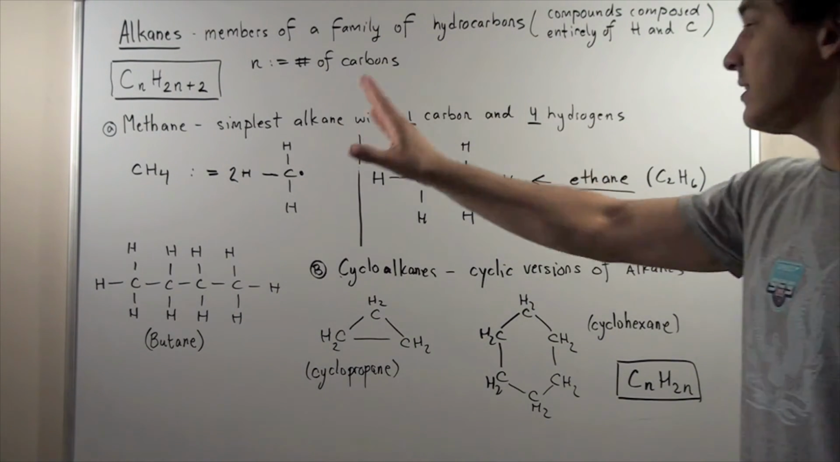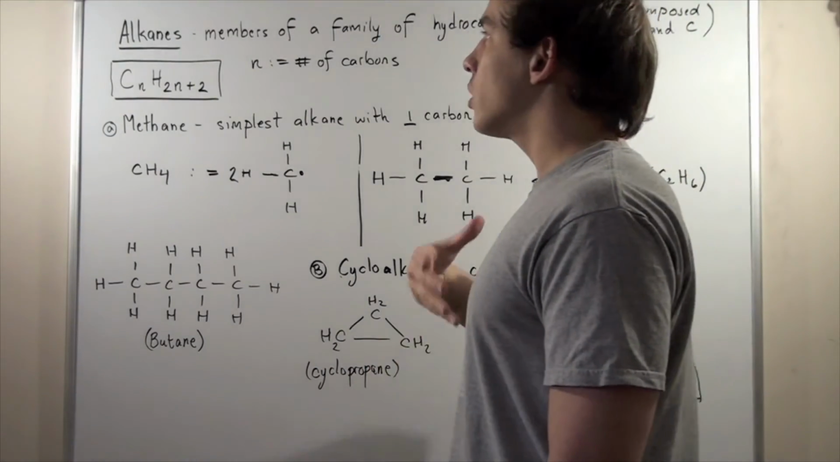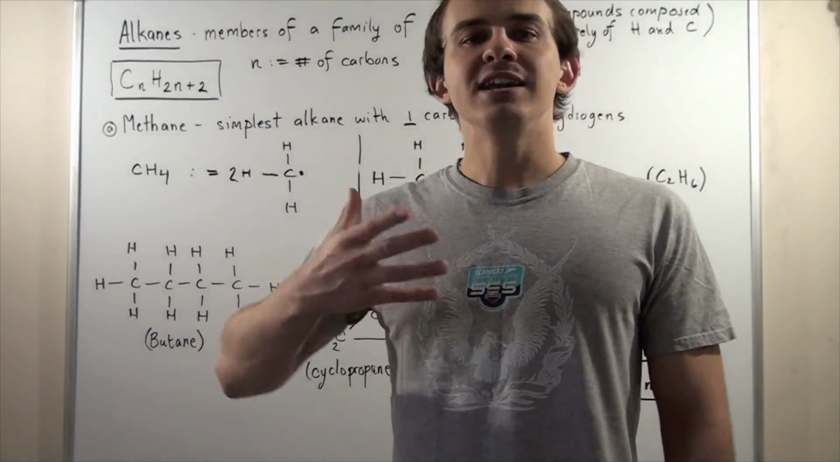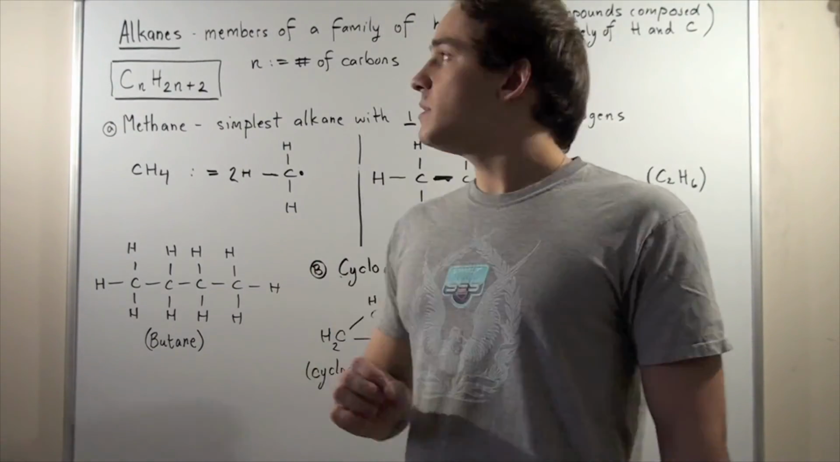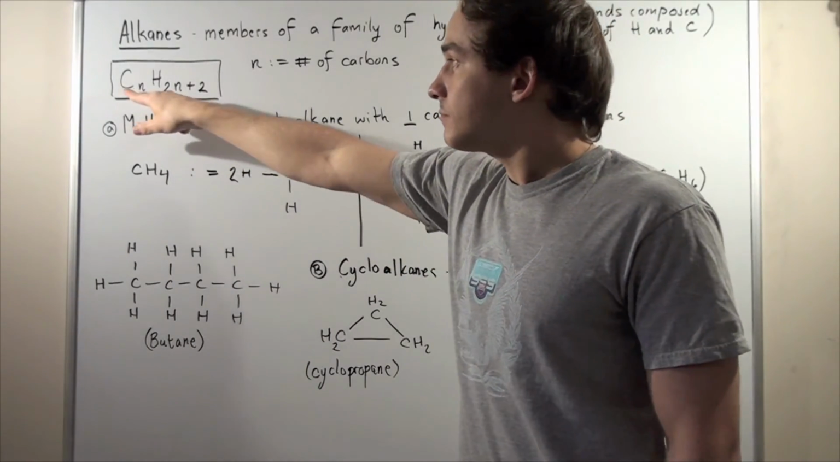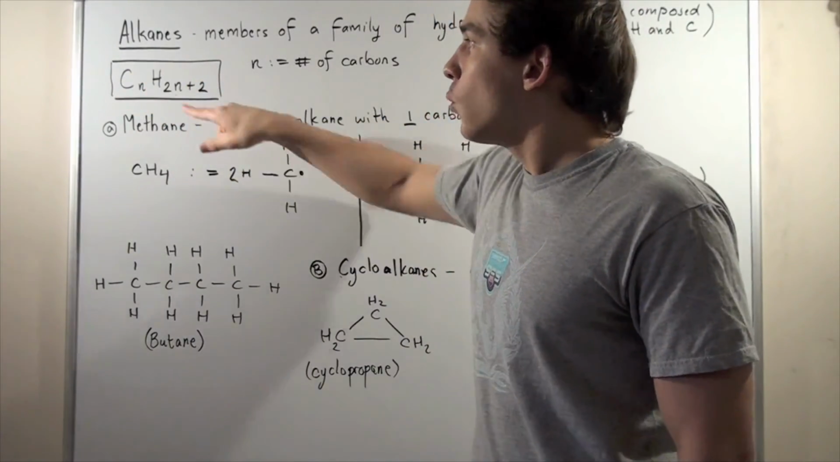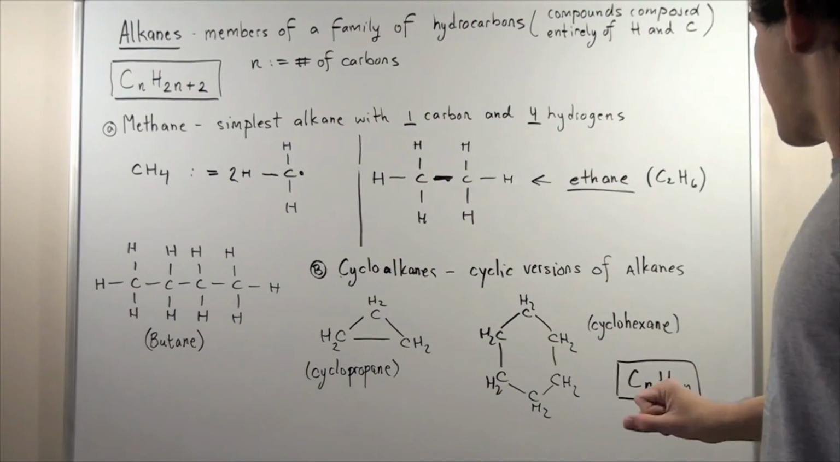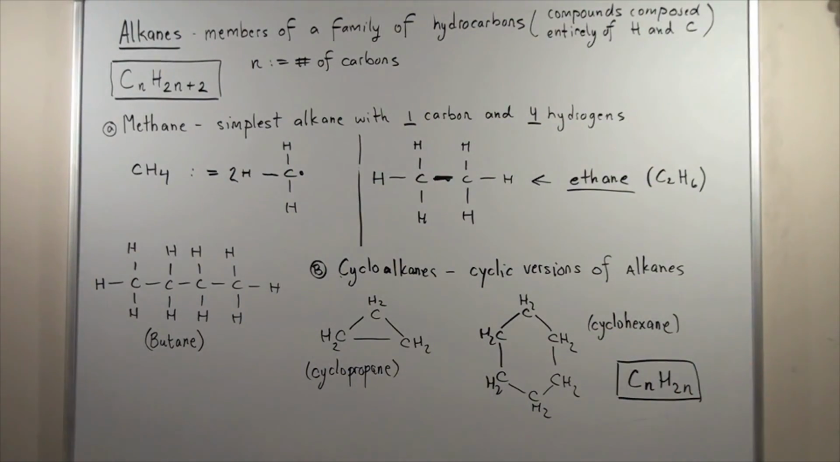So once again, alkanes and cycloalkanes are essentially entirely composed of H atoms and carbon atoms. The only difference between alkanes and cycloalkanes is the fact that in the molecular formula, we're going to have 2n plus 2 for alkanes and 2n for cycloalkanes.